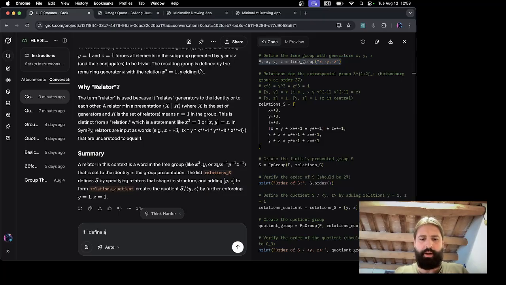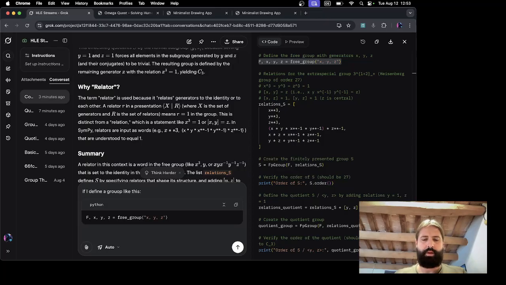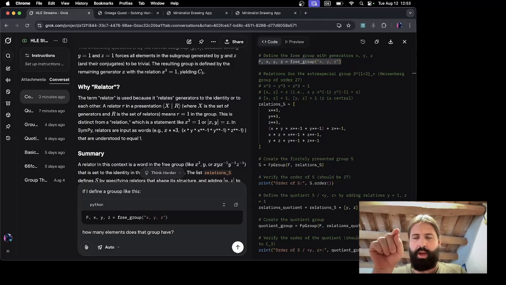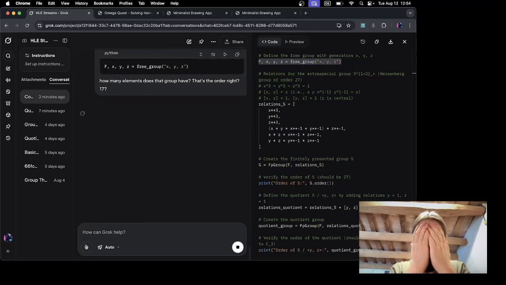If I define a group like this, how many elements does that group have? I guess that's 27. That's the order thing, right? Because you have these x squared, x cubed, y, you have all the possible combinations of these with three rotations, right? I think that's the order. 27? No, 17. No, 27.